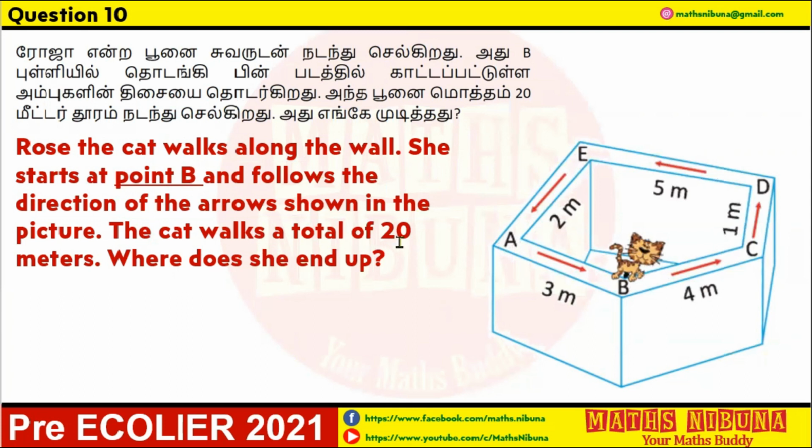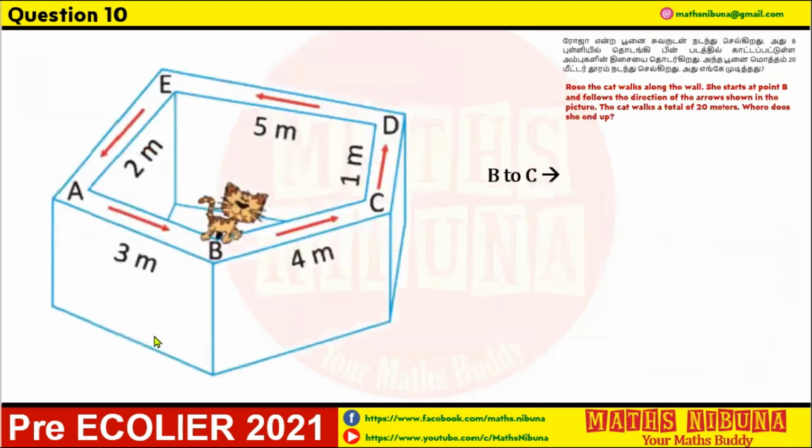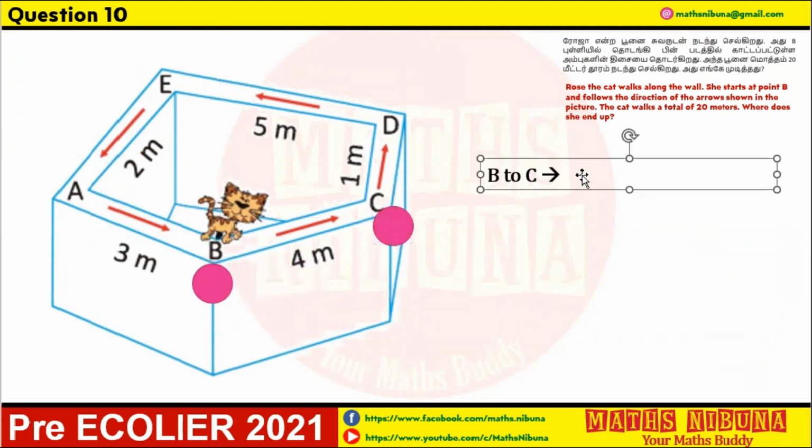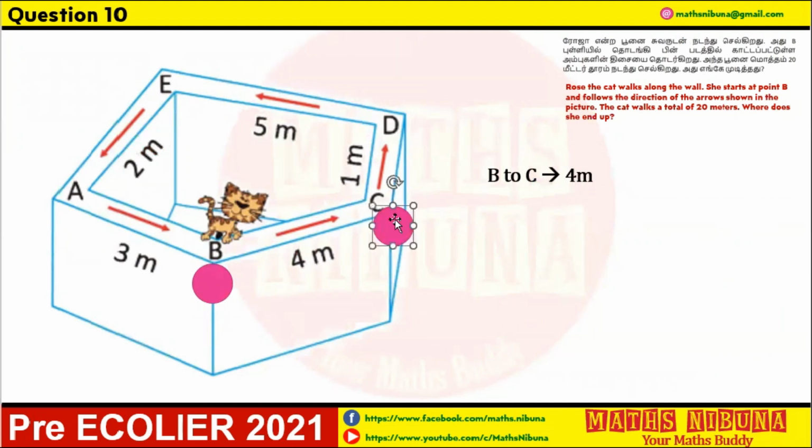The cat walks a total of 20 meters. Okay, so I have to count when we reach 20 meters. Where does he end up? Okay, now let's say we draw it bigger. Okay, this is the cat. The cat starts at B. Okay, starts here. And then from here the cat goes to C. B to C is, okay, you can put like this, 4 meters. So let's say this is 0, plus 4 is 4. You can count like this, or you can put here.